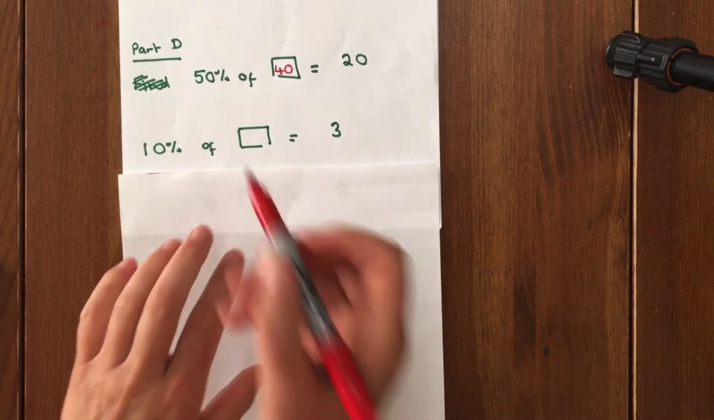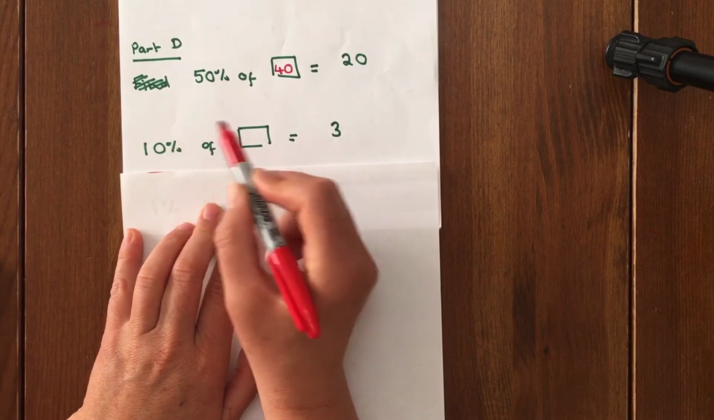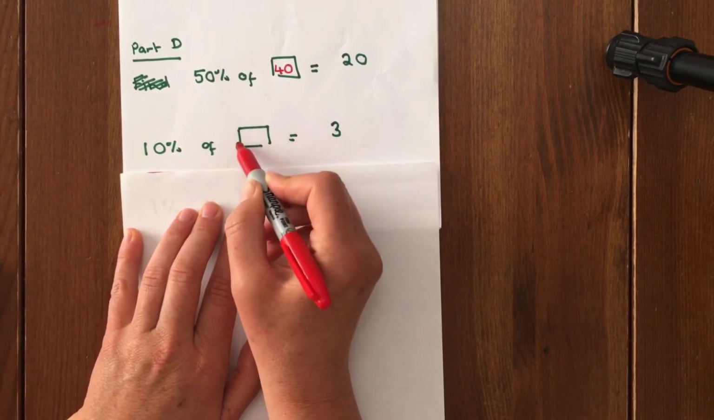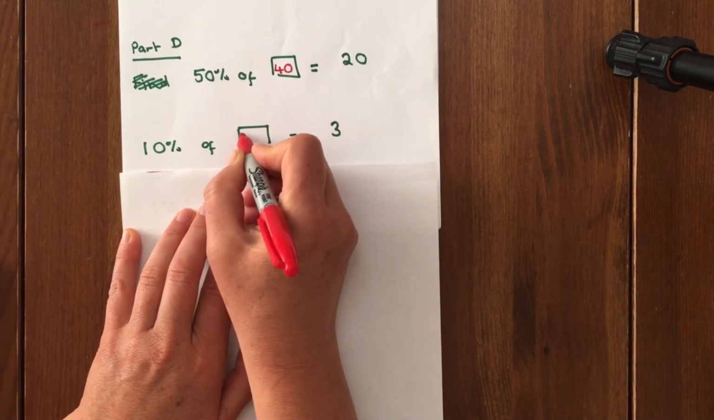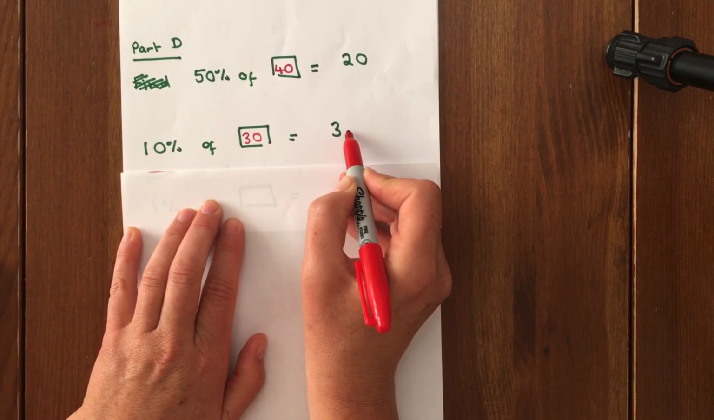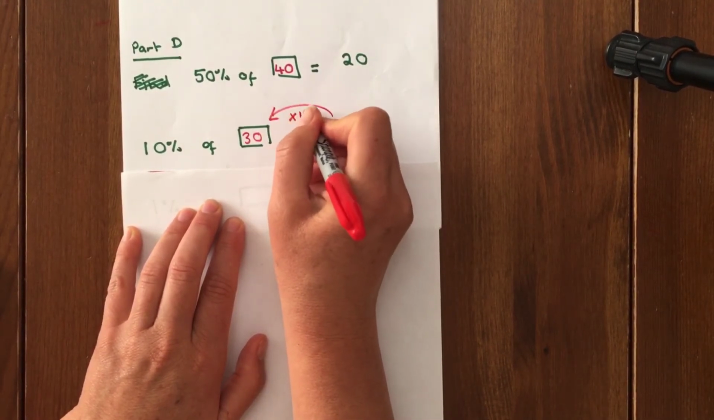10% of a number of something is 3. Now to find 10%, I divide by 10. So this number divided by 10 is 3. So the number must be 30. 30 divided by 10 is 3. How did I get that? I did the opposite and I times by 10.